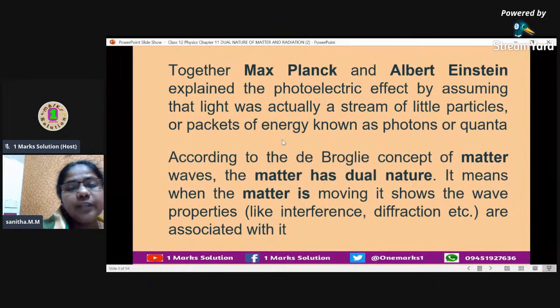Now, according to de Broglie, actually it is written de Broglie, with a G, but it's pronounced de Broglie. Concept of matter waves. What do matter waves mean? We can say the waves associated with moving particles we call matter waves or de Broglie waves. The matter has dual nature. It means when the matter is moving, it shows wave nature, like interference and diffraction, all these things you are studying in wave optics also.